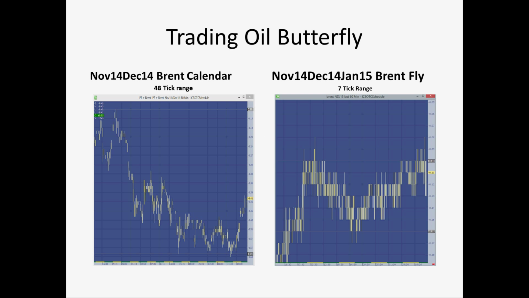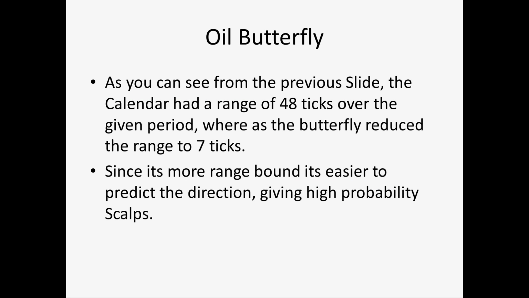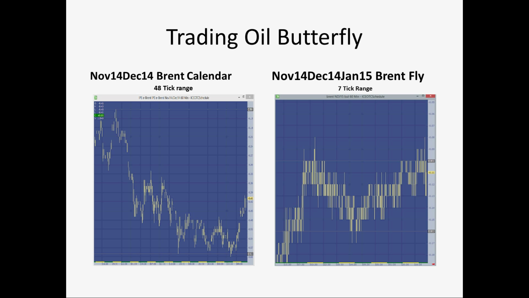So here is an oil butterfly where we had the November-December Brent calendar with a range, well, if you call that a range, it's more of a directional move, 48 ticks, and the November-December-January Brent fly, 1 month wide, and here you can see that the range has now been reduced to 7 ticks. So as you can see, it's been reduced dramatically, and since it's more range bound, it's easier to predict direction, giving more higher probability scalps.